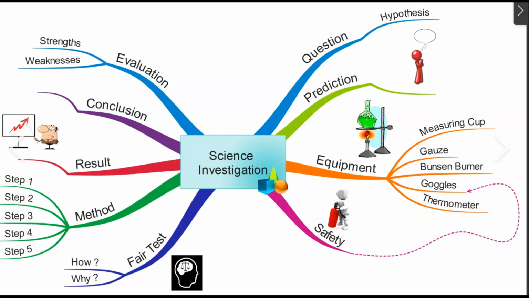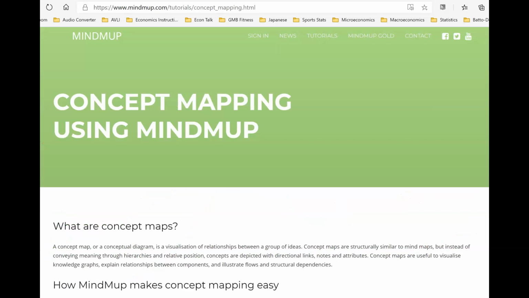Here's another indicating, I think, a process for scientific investigation: evaluation, conclusion, result, method, fair test, question, hypothesis, prediction, experiment, safety, all showing their relationship to one another, the concept, how they're connected, and procedural steps over here, step 1, step 2, step 3, and what method of experiment is being used or investigation. So that's very useful in science. So you can see a whole host of very powerful and useful applications of concept maps and mind maps and so on.